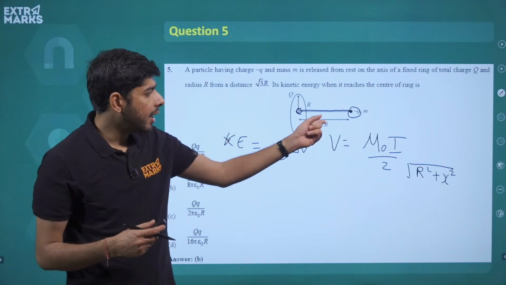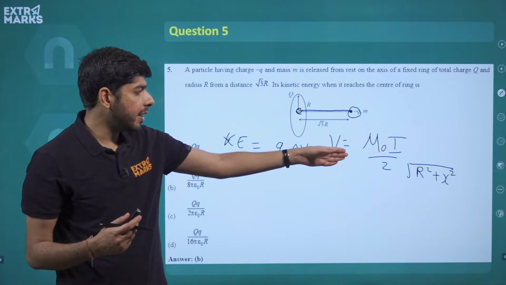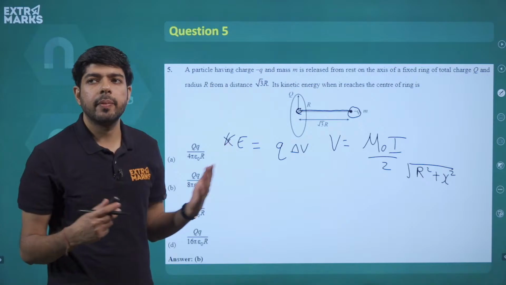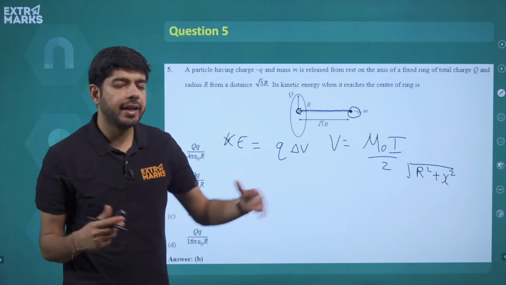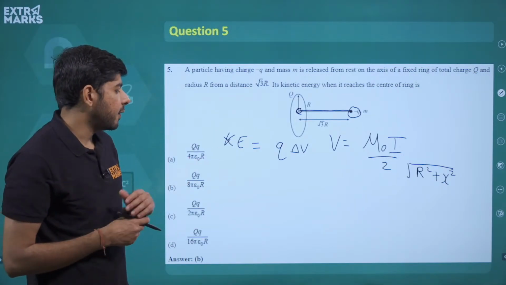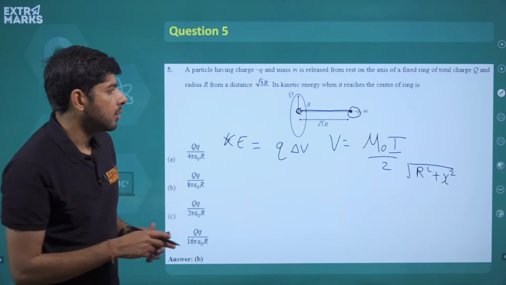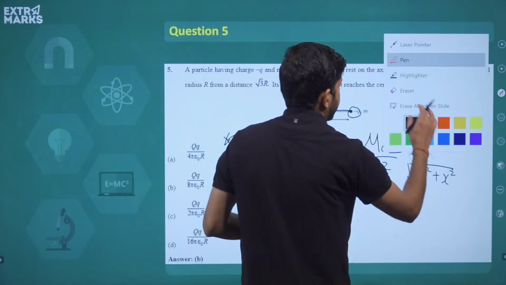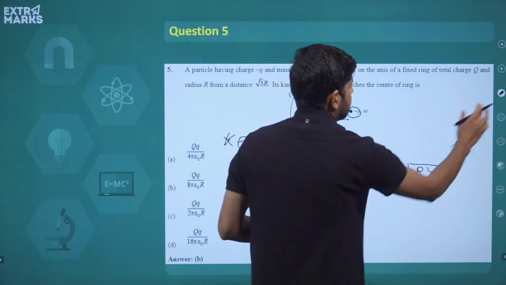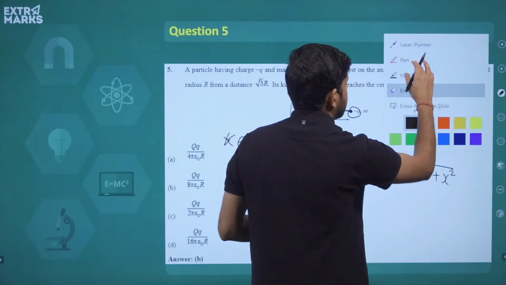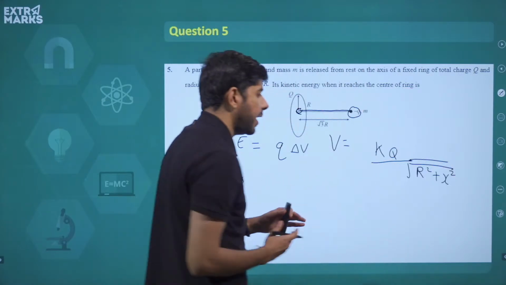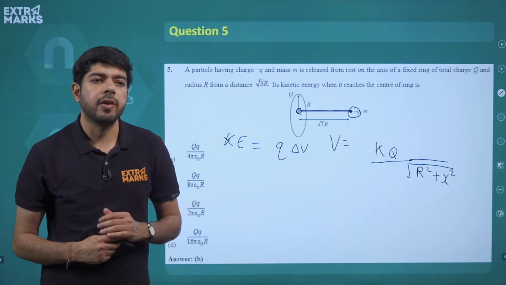So initially x is root 3. We'll get the initial potential mu naught I by 2, and r square plus x square will become under root, so it will become 2r. And at the center x will become 0. So we'll find the potential difference, and using that we can easily find the change in kinetic energy. Alright, so if I write it with the exact constant also, that will be kq divided by this, so kq by r square plus x square, that is your formula for the potential, right?